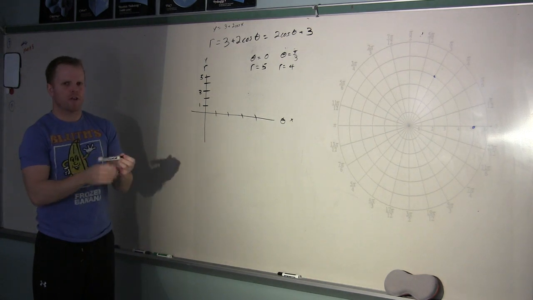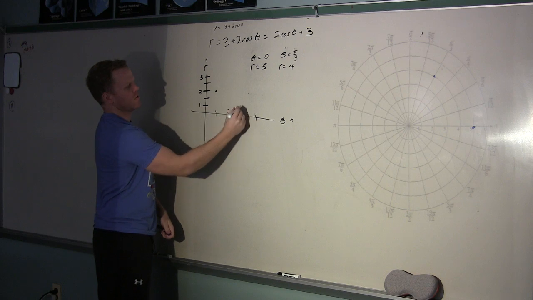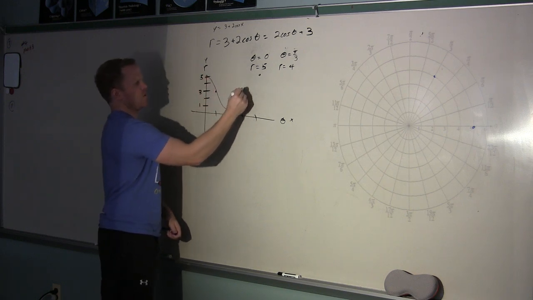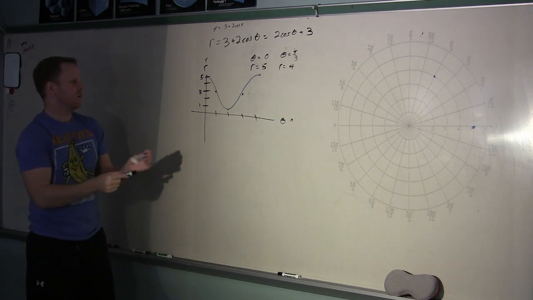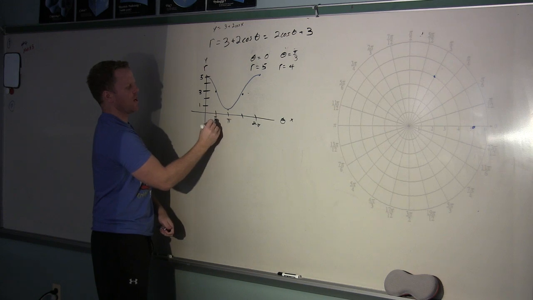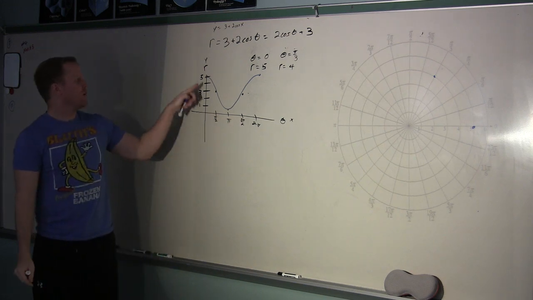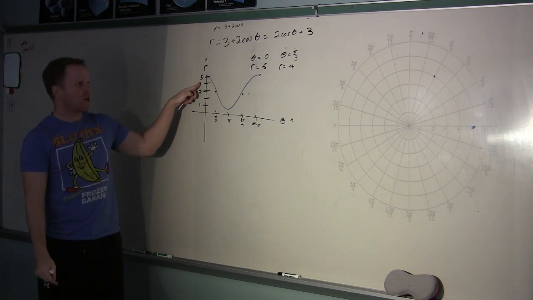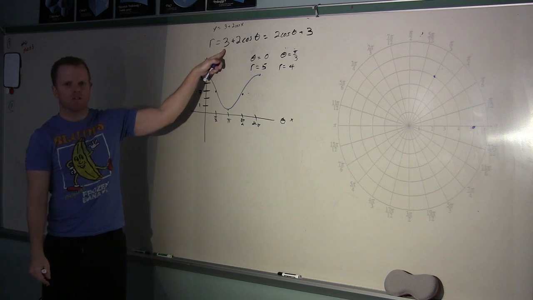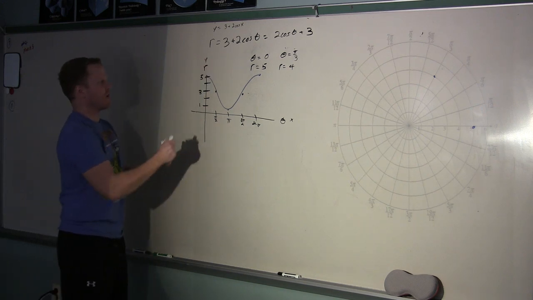So cosine starts at the max, and then it goes down. So it basically just looks like this. My scale is by pi over 2s, which is hopefully obvious. If you're not sure, just check this thing. Cosine of 0 is 1. 1 times 2 is 2. 2 plus 3 is 5. And I just get that point that we were talking about.